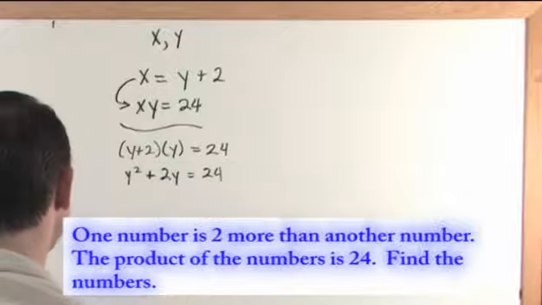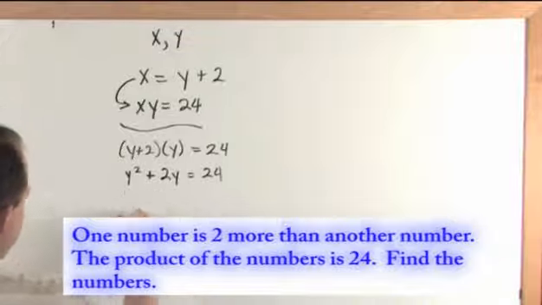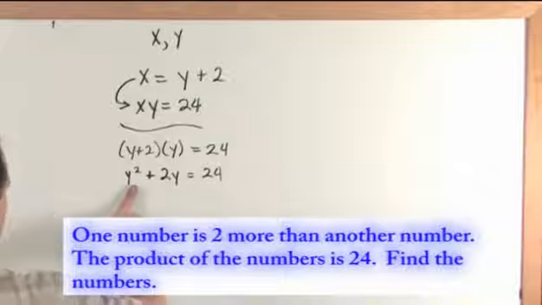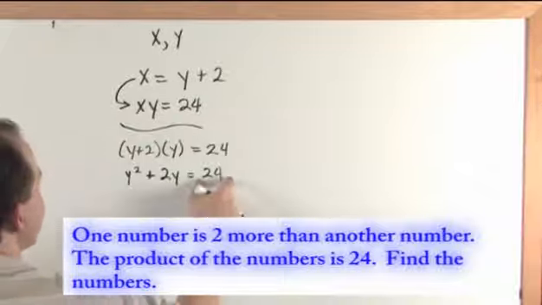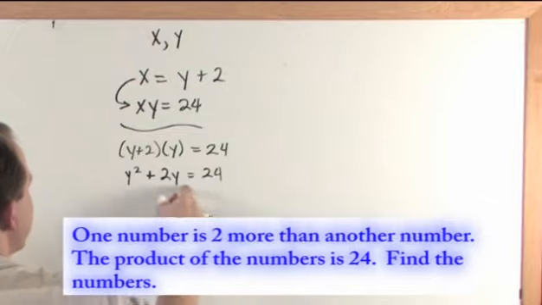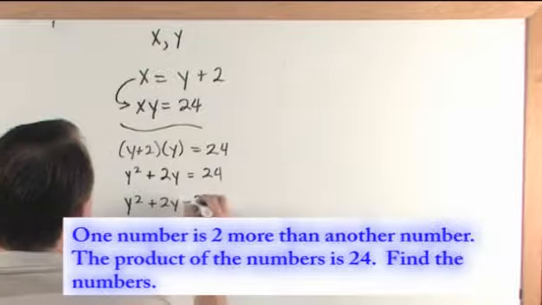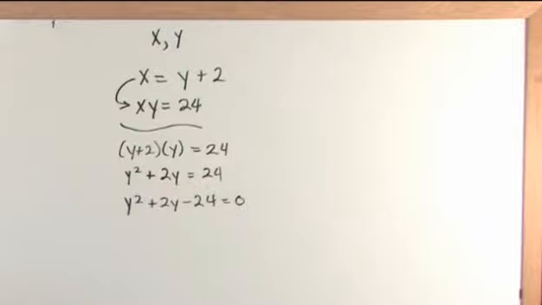Okay? Now, I can't really solve for y very easily here. I can't divide, like all the other equations we've done. We were just able to isolate y, but this y squared prevents us from doing that. So we're going to tackle this a different way. Let's take this 24 and move it to the left. So y squared plus 2y minus 24 is equal to 0. All I did was subtract 24 from both sides of that equation.